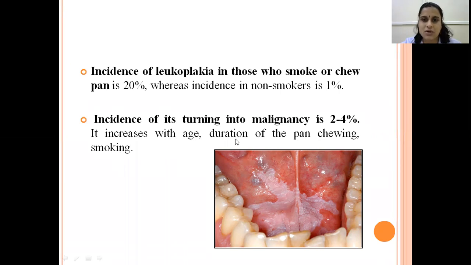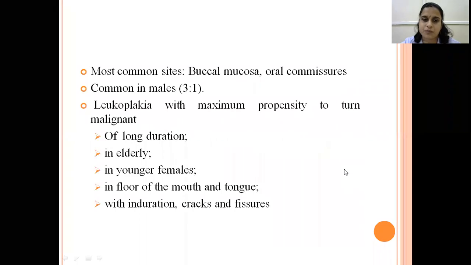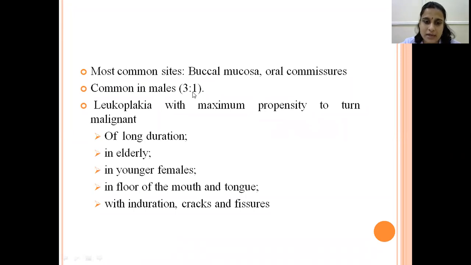The duration, longer the duration, I told you, it is consistent. When these causative factors are consistent, then there is occurrence of leukoplakia. So obviously the duration of pan chewing and smoking is also important for it to turn into malignancy. Leukoplakia is more commonly seen on the buccal mucosa and the commissures, although it is always seen in the other areas of the oral cavity also. It is common in males as much as 3:1. Male to female ratio is 3:1.